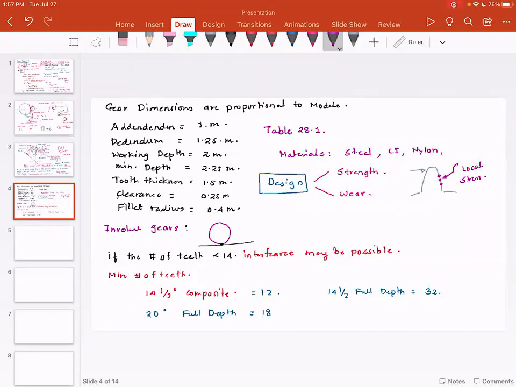Before I start the mathematical derivation for the gear design, I want to take a minute and ask you if there are any questions. Are there any questions?